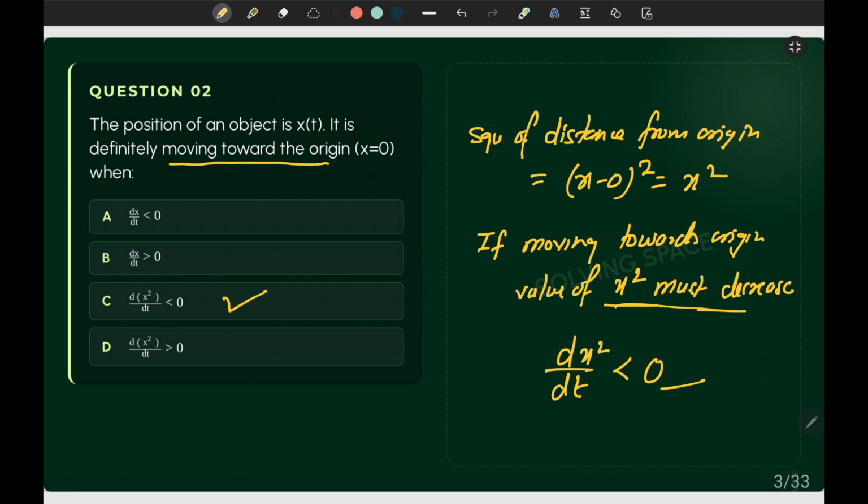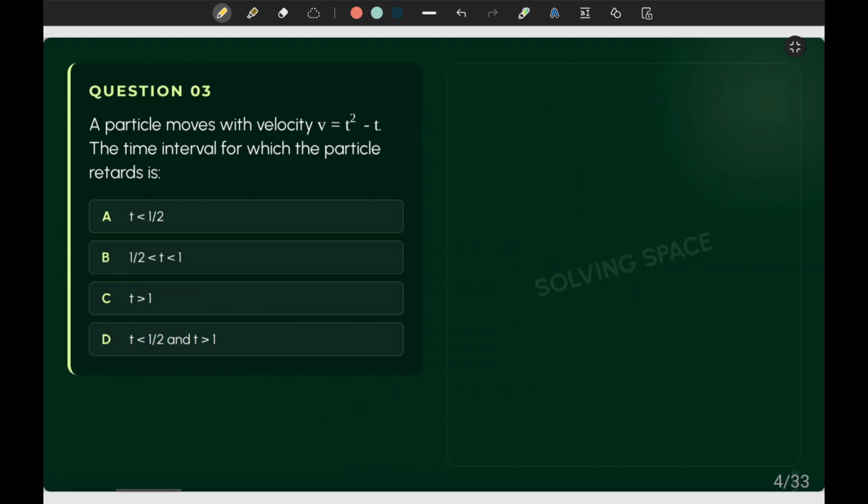Now third question. A particle moves with velocity v is equal to t square minus t. The time interval for which the particle retards is, options A, B, C and D. So first we have velocity v is equal to t square minus t, and acceleration is the derivative of velocity, that is 2t minus 1.